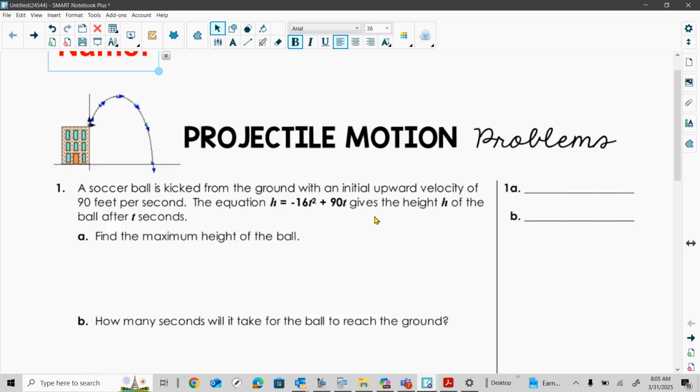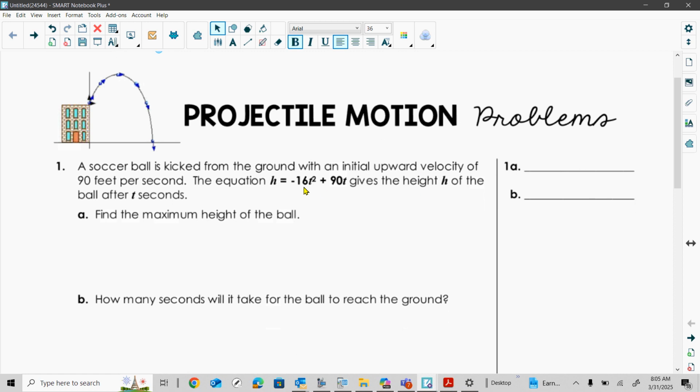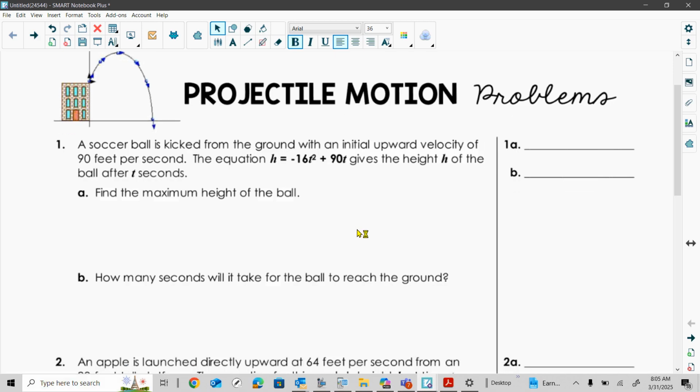All right, we're now going to use this real world scenario from our flip book to do some projectile motion problems, okay? This is an equation to show the flight path of an object in the air. And what you're going to have to do on each scenario is use the given equation. So in this scenario, a soccer ball is being kicked, kind of like the scenario in our flip book. It says 90 feet per second. Here's our equation. So we're going to use this equation as our y equals in the calculator, giving us the height in t seconds.